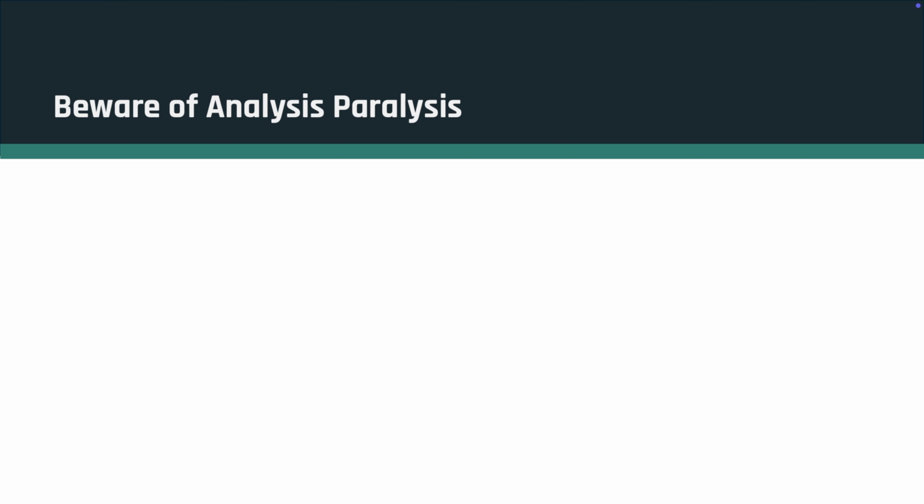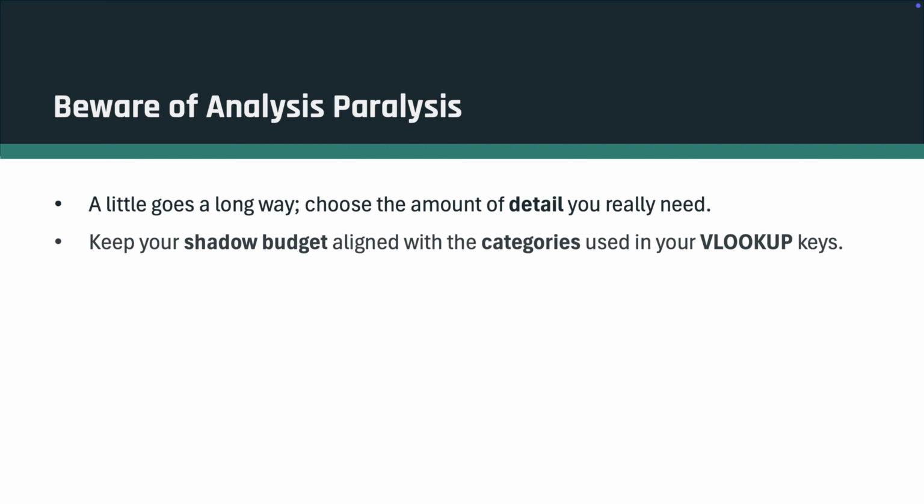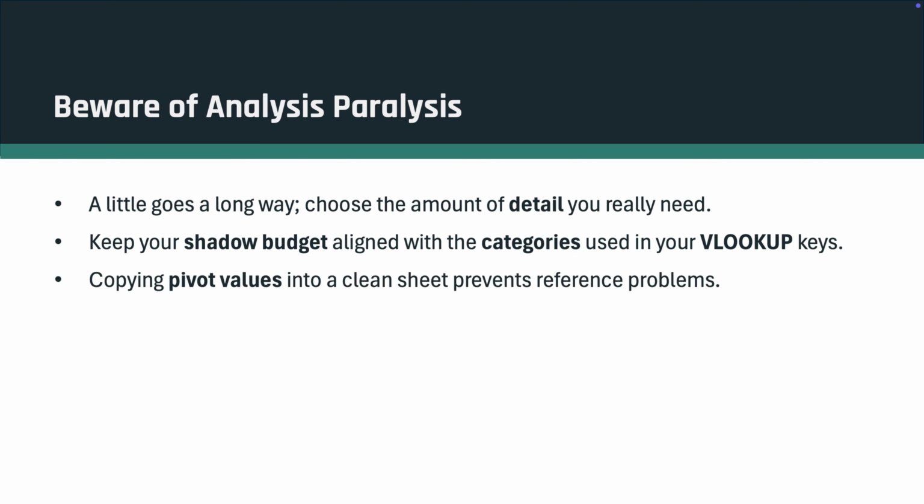With everything that's possible with pivot tables and VLOOKUP, it's easy to become paralyzed by what to do next. To remain focused, choose only the level of detail required for the work you're doing. Keep your shadow budget aligned with actuals by using the same categories used in VLOOKUP. Once you've produced your pivot table, remember to copy its values into a clean sheet in order to avoid Excel reference issues. Above all, keep it simple. Clarity will come from focus.